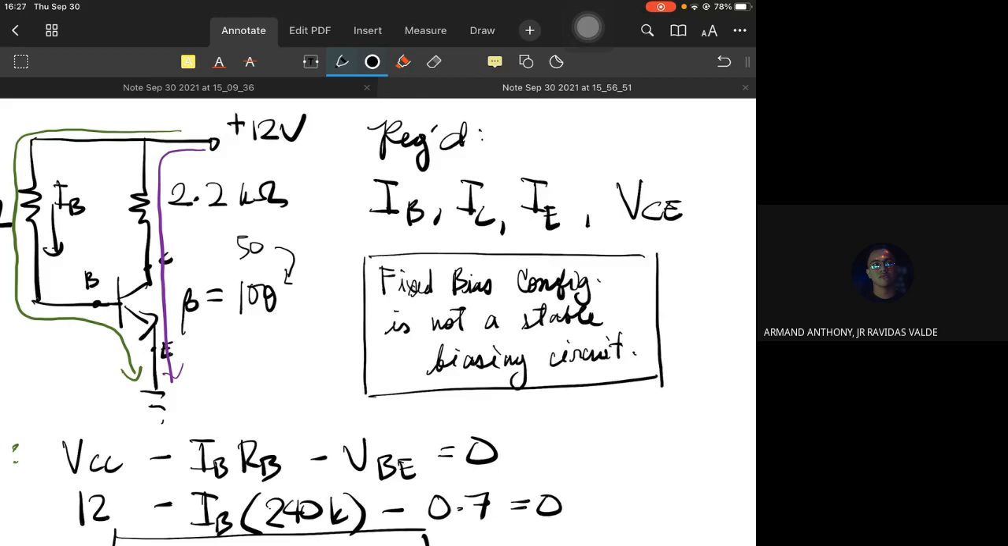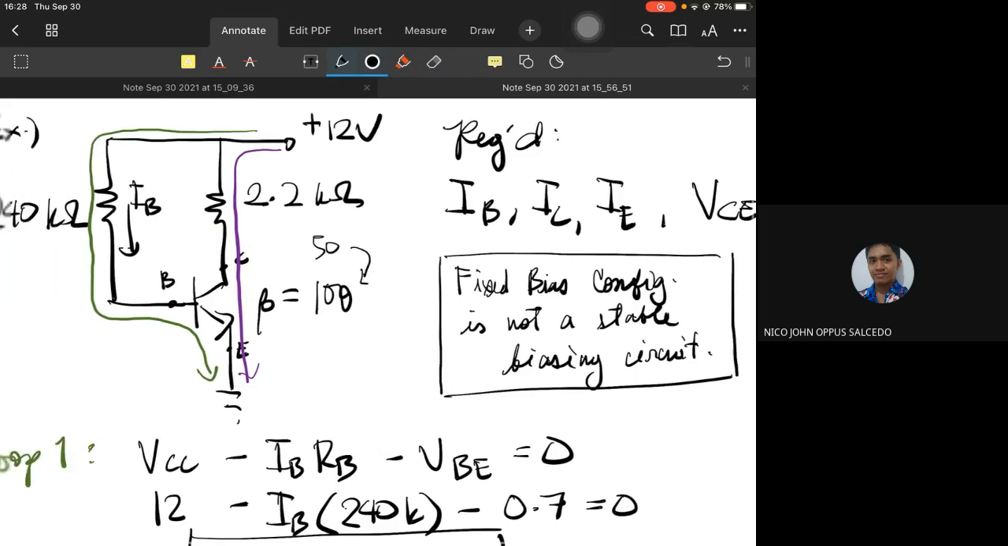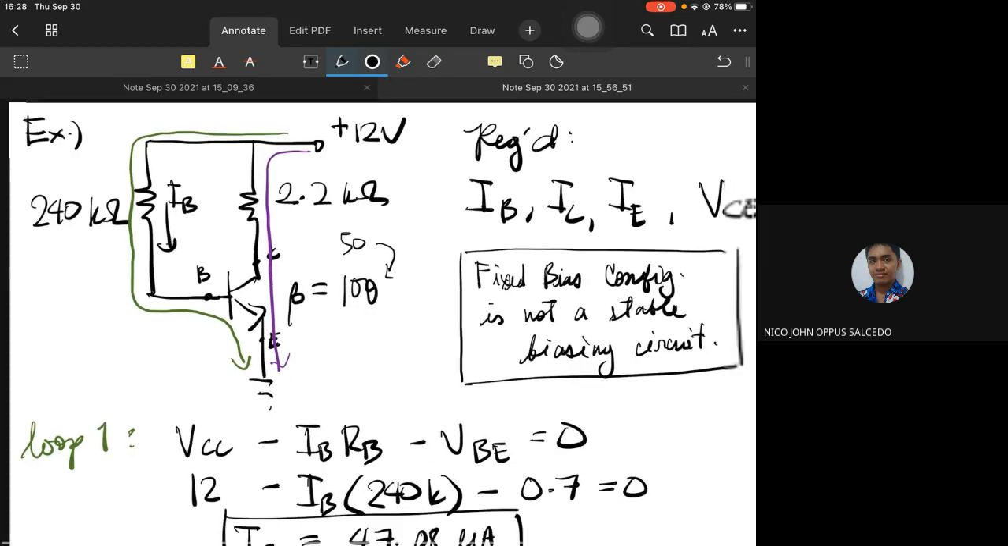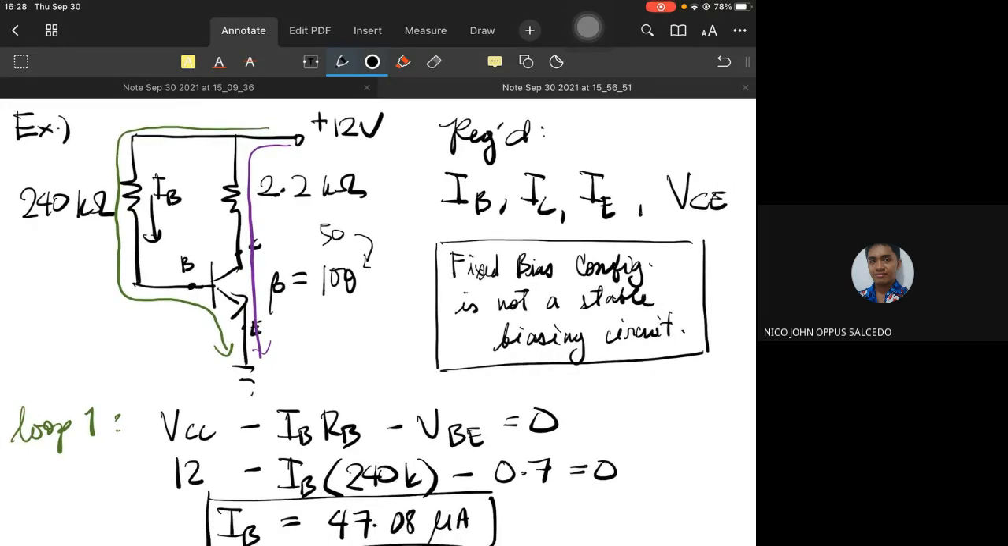Now, there are designs that will result in a more stable change in IC and IE if ever beta changes. That is a topic for after the midterm. But I just want to point out here that the fixed bias, simple a design as it may be, is not stable. If the value of beta changes, there are significant changes in all the other voltages and currents.